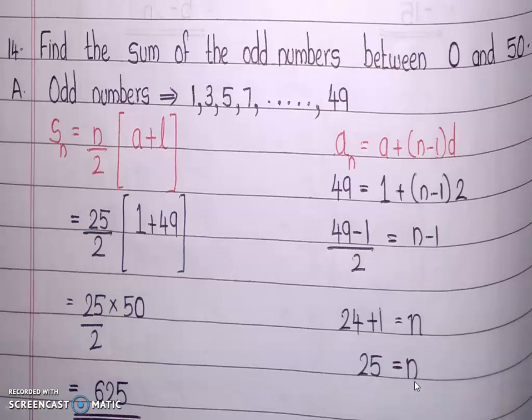Here you can verify. What is n? n is 25. What is 25 into 25? 625. If you are asked in one word, you can use this formula. The sum of first n odd numbers is equal to n square.